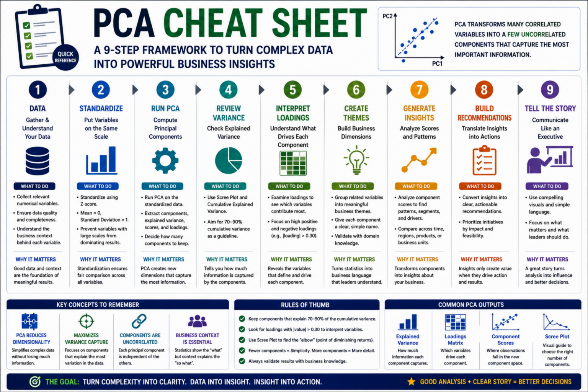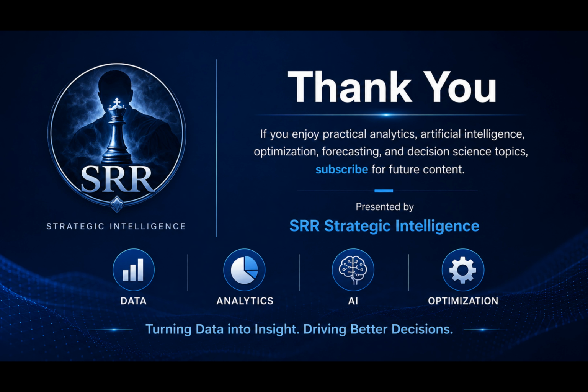PCA cheat sheet. Before we finish, here's a simple PCA framework you can remember. Gather and understand your data. Standardize your variables. Run PCA. Review explained variance. Interpret the loadings. Create meaningful business themes. Generate insights. Build recommendations. And finally, tell the executive story. If you can follow those 9 steps, you'll be well on your way to turning complex data into actionable business decisions.